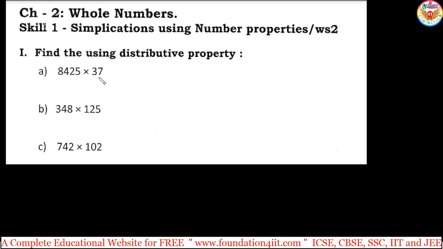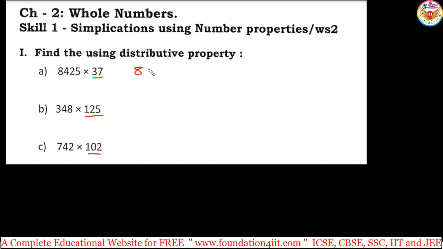8,425 into 37. So one number you can make as a round-off. For example, 125, 37, 102. We can make it as close to which number? 37 you can write 30 plus 7. 125 will write 100 plus 25. 102 will write 100 plus 2.